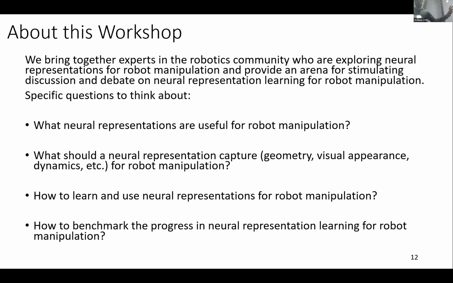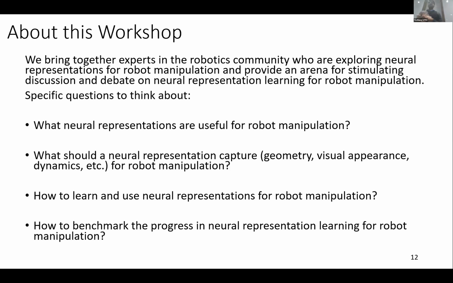So here are some questions that you might want to linger on throughout the day. When you talk to the speakers or the presenters, think about these questions so you have a fundamental grounding on what we mean by neural representation learning. Think about what neural representations are useful for robotic manipulation. What should a neural representation capture? Is it geometry? Is it visual appearance? Is it dynamics? Is it all of them together, or are we missing something?